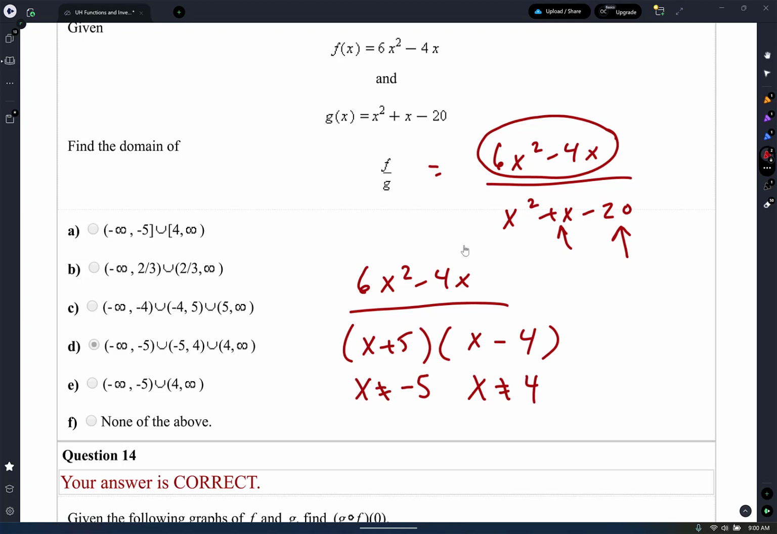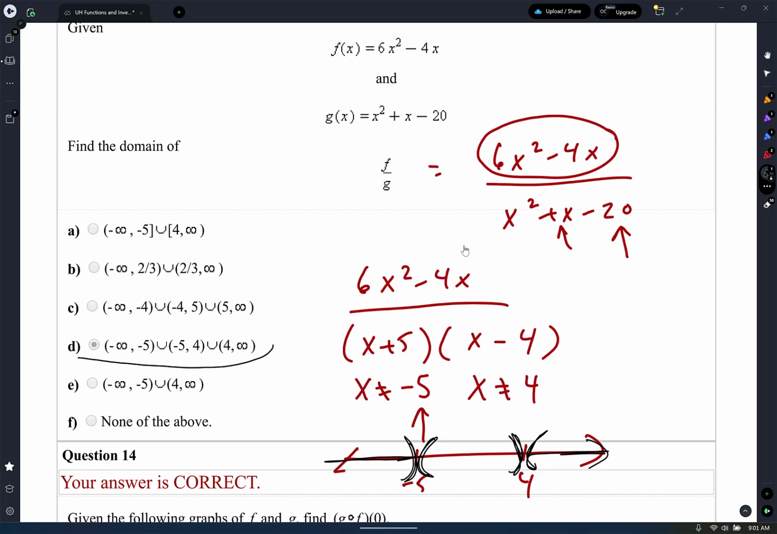You read a graph left to right. So from negative infinity all the way until you hit negative 5, but do not touch negative 5. I guess I'll do a number line. Negative 5 and 4. So this helps. Negative infinity all the way until negative 5. Then from negative 5 all the way to 4. And then don't touch 4. And then from 4 all the way to infinity. So we look for that. Negative infinity to negative 5, negative 5 to 4, and then 4 to infinity.